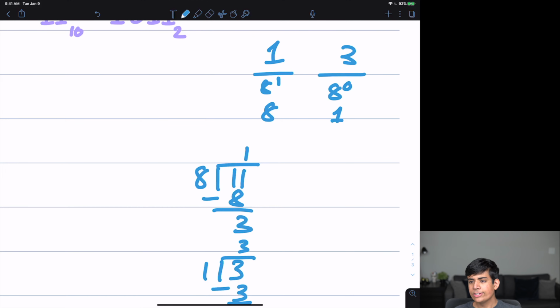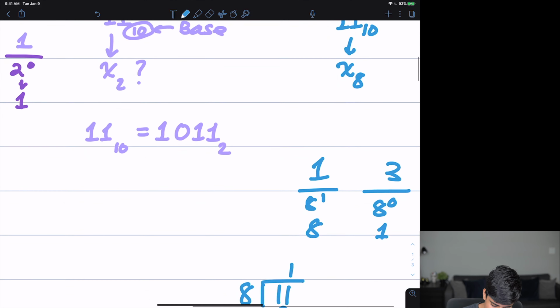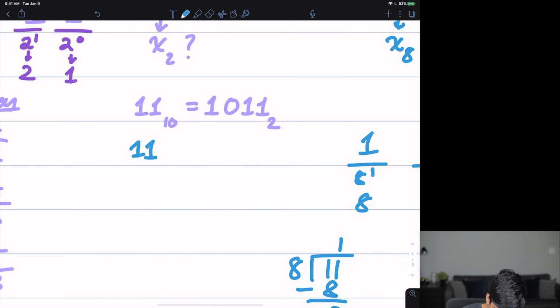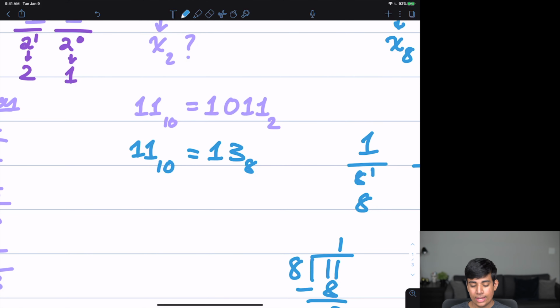And now you look, I have a number that looks like 13, but it's not 13. Because, just like how I wrote this over here, I can now say that 11 in base 10 is equal to 1, 3 in base 8. Look at that. That's actually pretty cool.